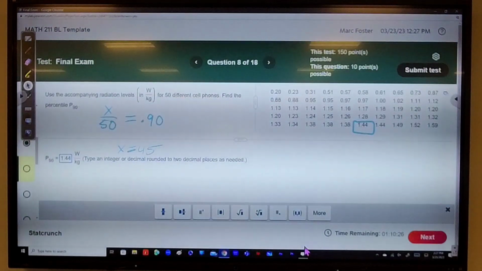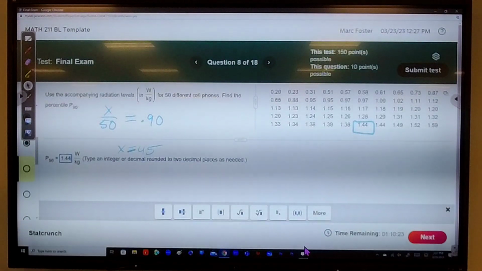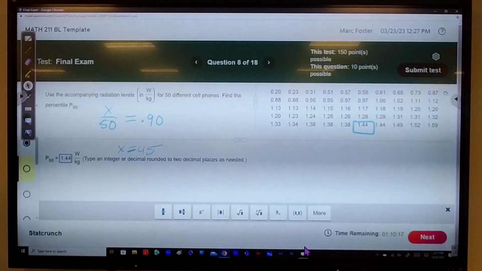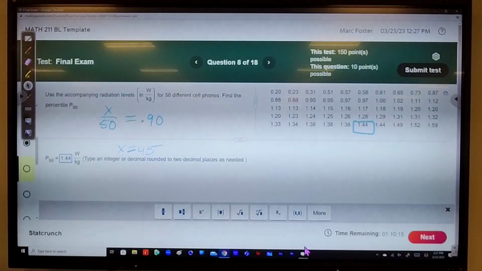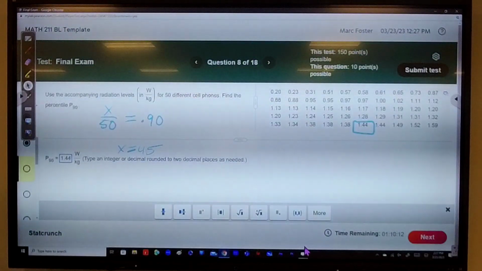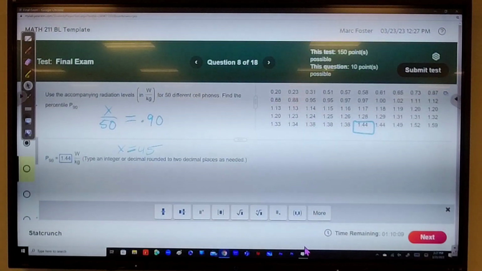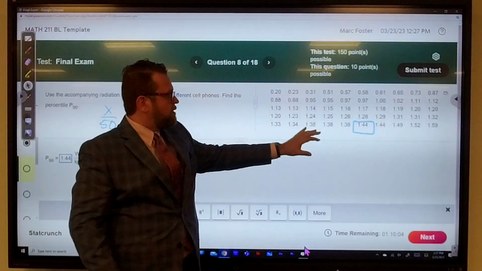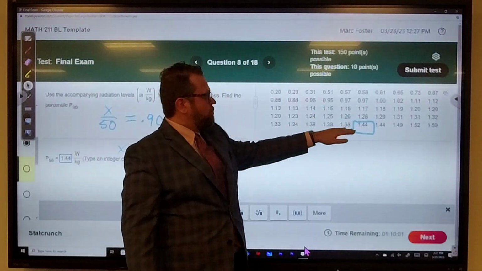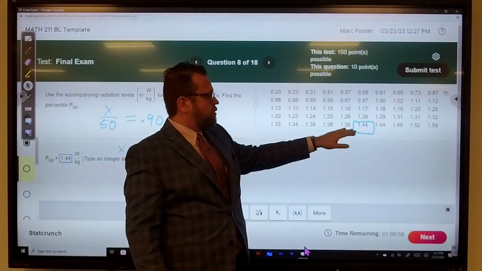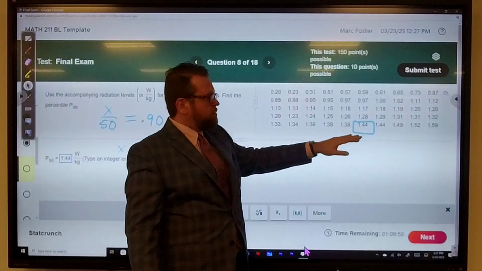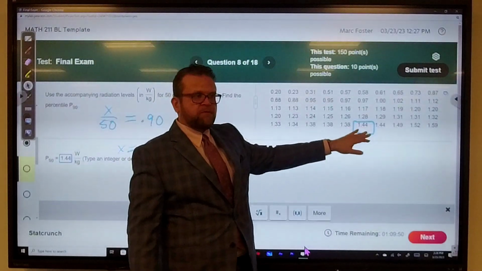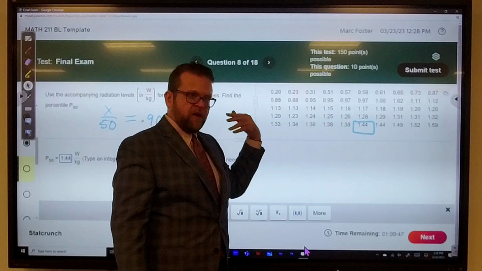So what our calculation computes here is that I should find a radiation level for which 45 of these are less than it, strictly less. And so 1.39 would do it. 1.4 would do it. It's configured to take several different answers, but we can just go to the next one, number 46, because number 46 has 45 numbers under it.